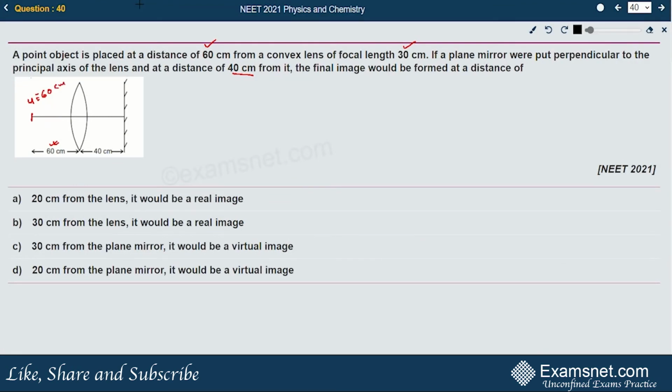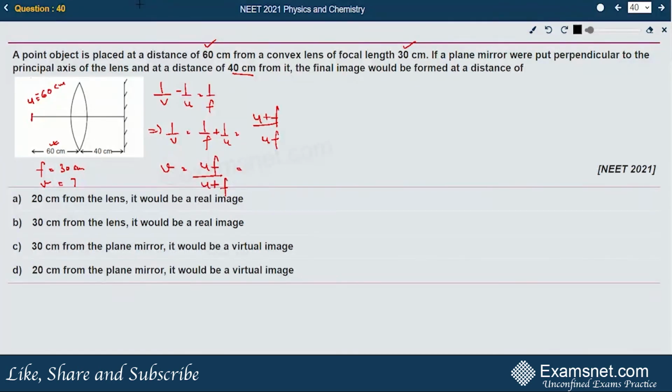Focal length is written in positive, so it is equal to 30 centimeter, and we have to find out the distance of image from the lens. So we'll use the lens formula here. 1/v minus 1/u will be equal to 1/f. 1/v will be equal to 1/f plus 1/u, or you can say (u plus f) divided by u into f. So this is for 1/v. What will be v? It will be equal to u into f divided by u plus f.